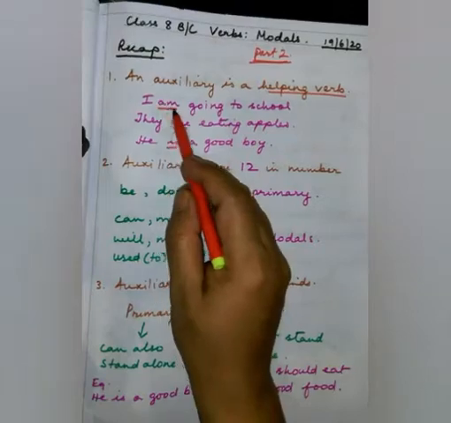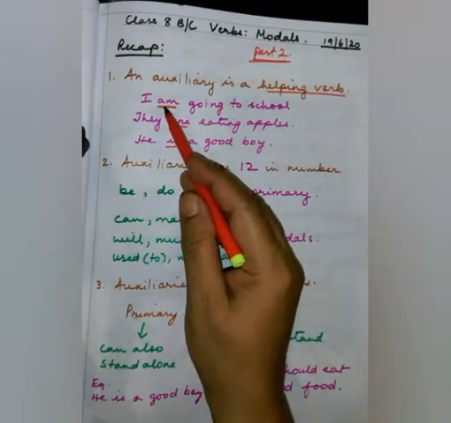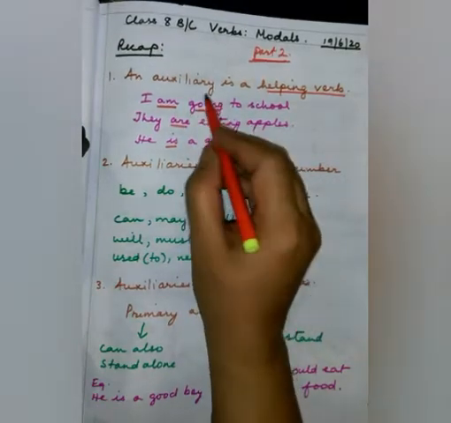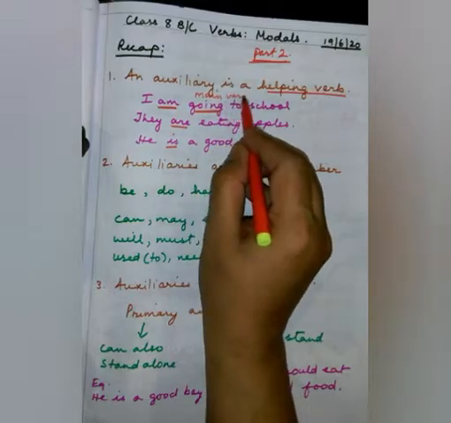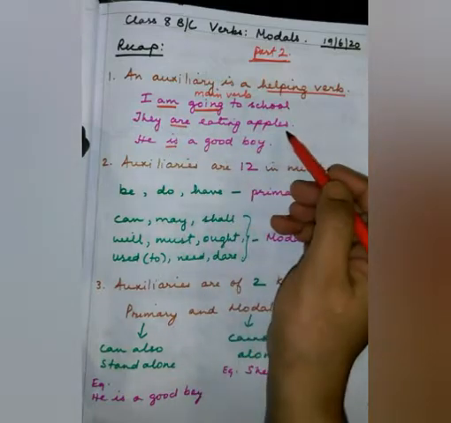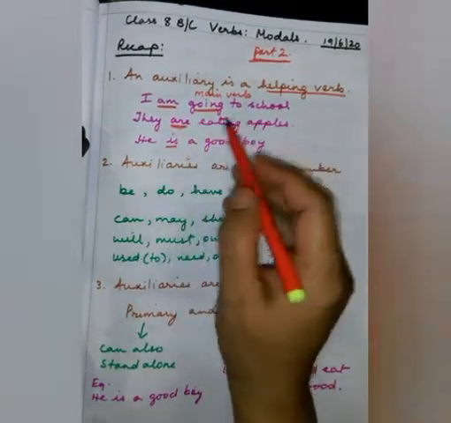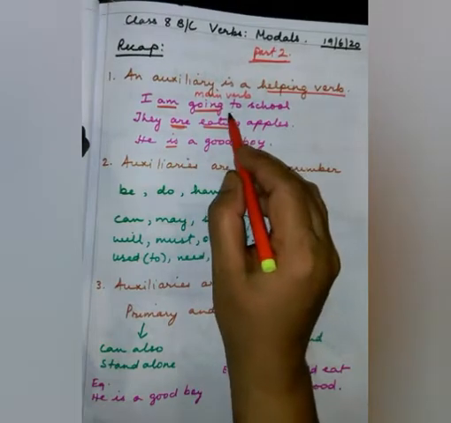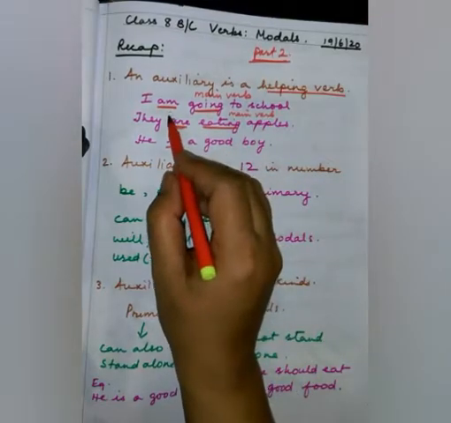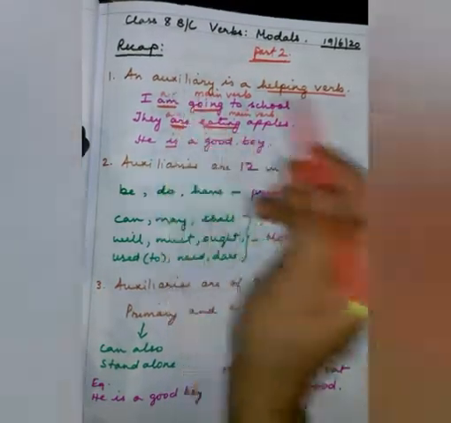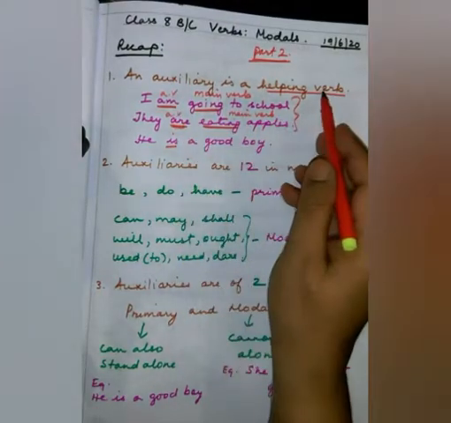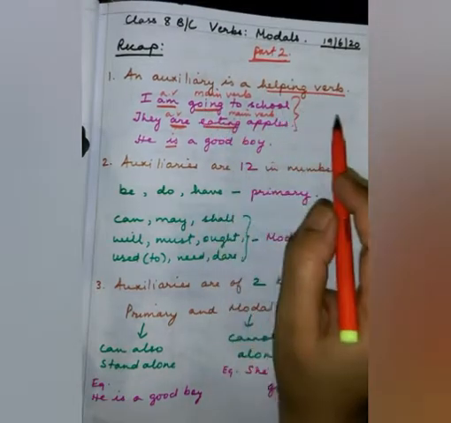It's a helping verb. It helps who? It helps the main verb, that is going. Going is your main verb. Am is your helping verb. They are eating apples. Are is an auxiliary verb, it's helping. Eating is your main verb. So, are is your auxiliary verb, am is your auxiliary verb. These 2 sentences, they are helping the main verb.